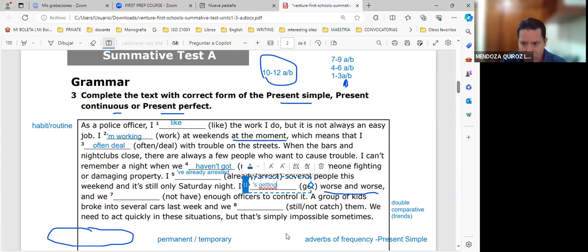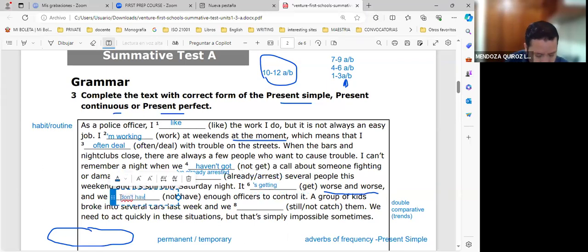Like when people complain about the police, they always complain about this. What is the problem with the police? They don't have enough officers to control the situations. So it's something that always happens, right? As a matter of fact, you could use an adverb of frequency there, no? And we don't have... Nice, we don't have enough officers to control. Excellent, Mario. And let's move on.